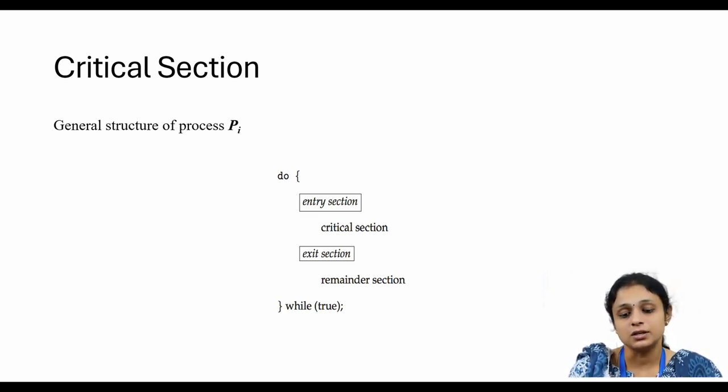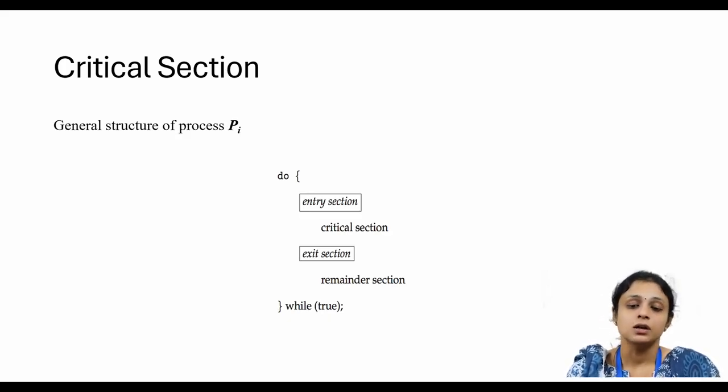The exit section is a place where he unlocks the critical section. This unlocking is done just to ensure that the other processes are able to access the critical section in the future. Then he comes out from the loop. So this is the process of a producer.